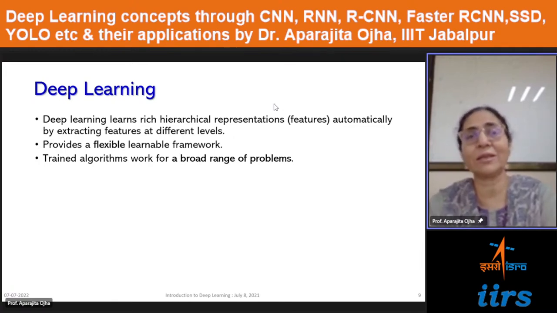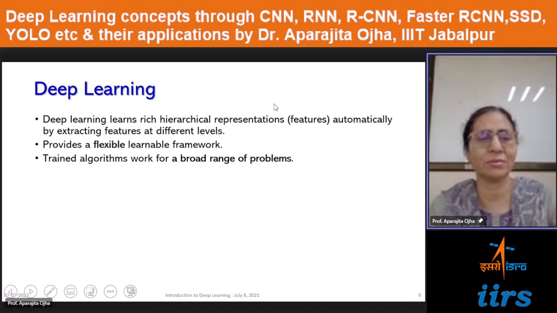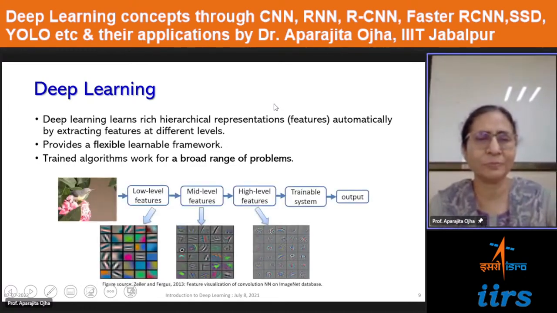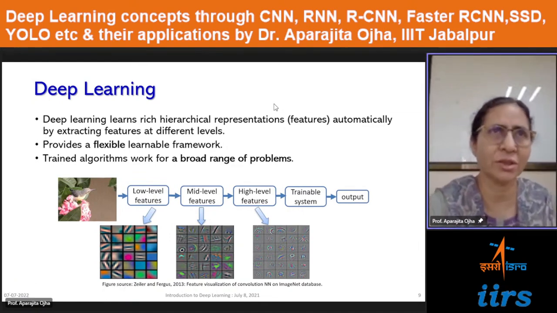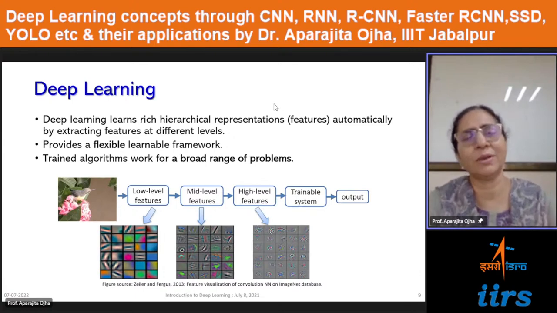The same kind of intelligence we expect from deep learning models. So to a broad range of problems, deep learning models are able to give you the solutions. That is the best part of it. So take this example, suppose the problem is image caption generation. Here there is a bird which is hiding in a bunch of flowers.